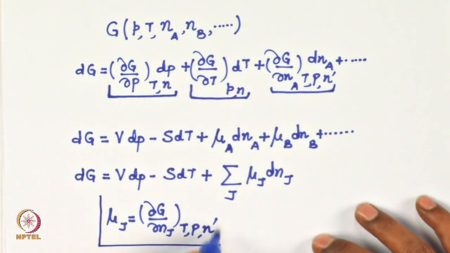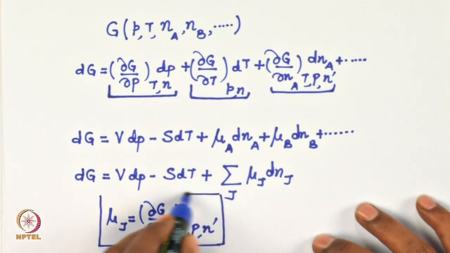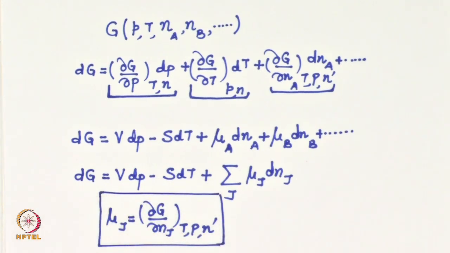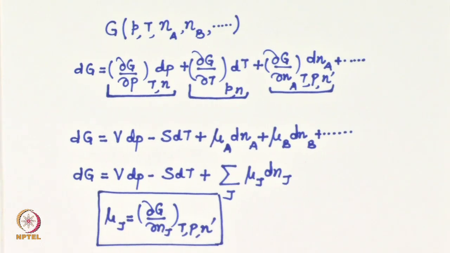Now, we will take a look at the wider significance of chemical potential. So far, we have discussed the chemical potential in terms of this partial derivative, that is ∂G/∂Nj at constant T, P, n prime. It is possible to define chemical potential in terms of changes in other thermodynamic properties.